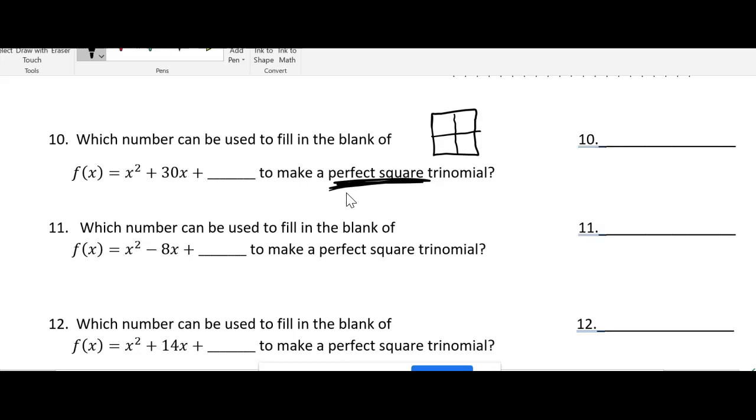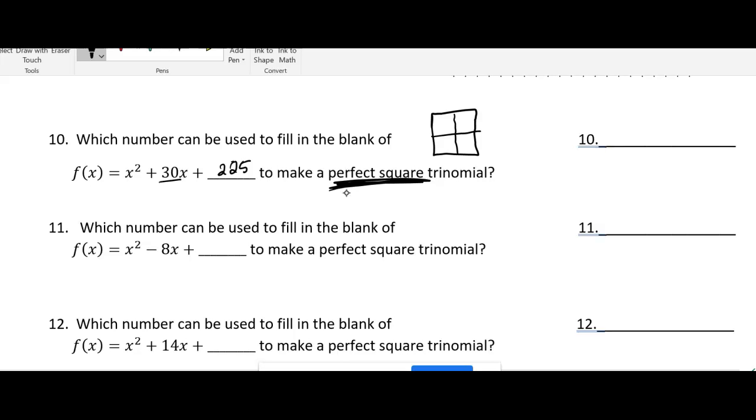Okay. I chose 15. No, 225, I think. Good. And how'd you get that, Cam? I chose 15 from the 30x, and then when you multiply 15 times 15, you get 225.